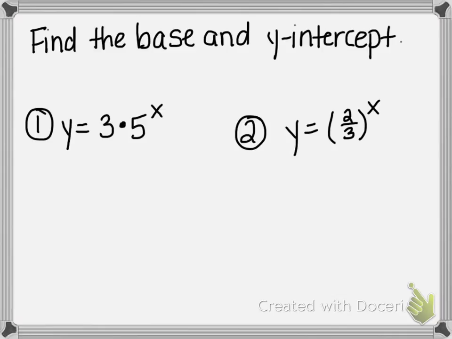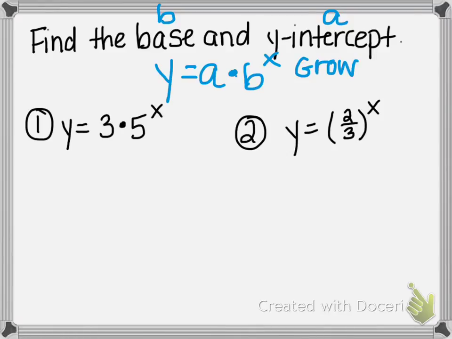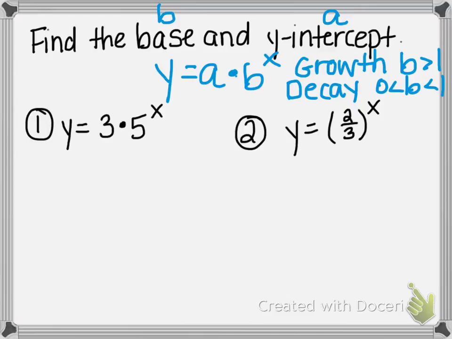So when we talked about an exponential function, we said that the standard form or general form of exponential is a times b raised to x. Remember, a is your y-intercept and your b is your base. And the base is important because the base tells you whether or not it's growth or decay. So in order to be growth, it's going to have a b value that's greater than 1. If it's decay, then it's going to have a b value that's between 0 and 1.